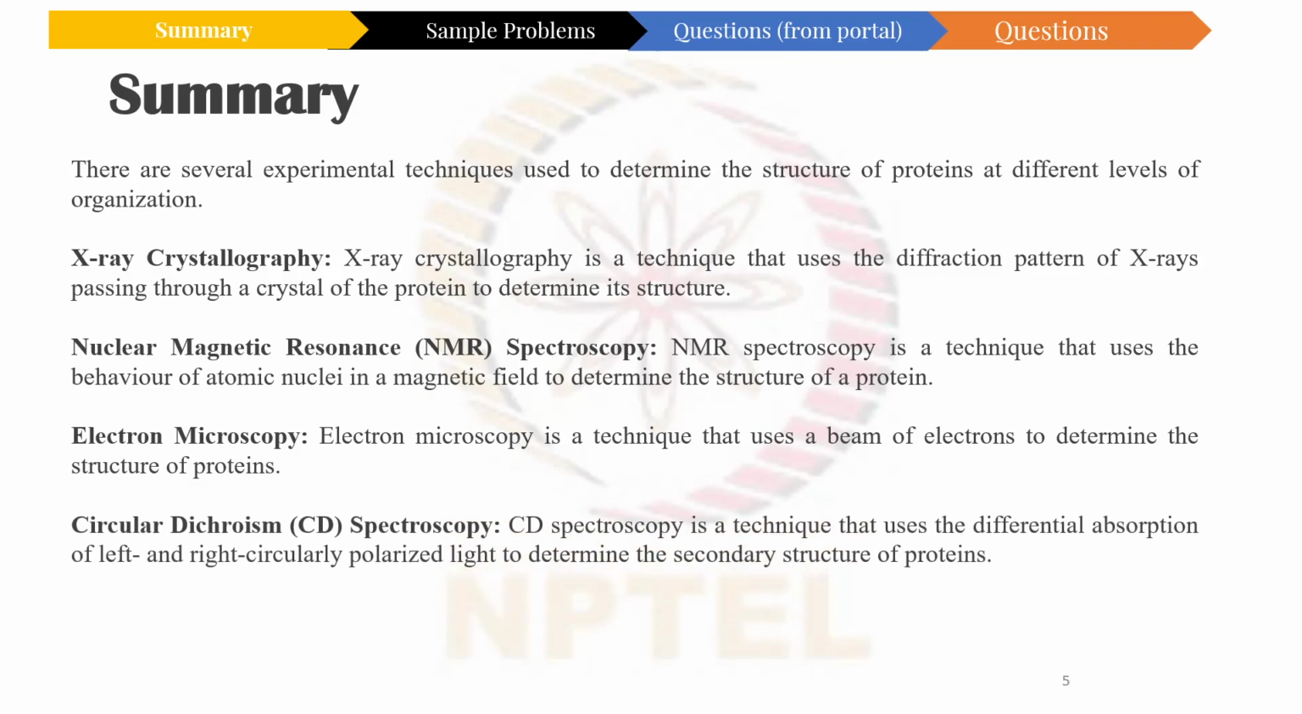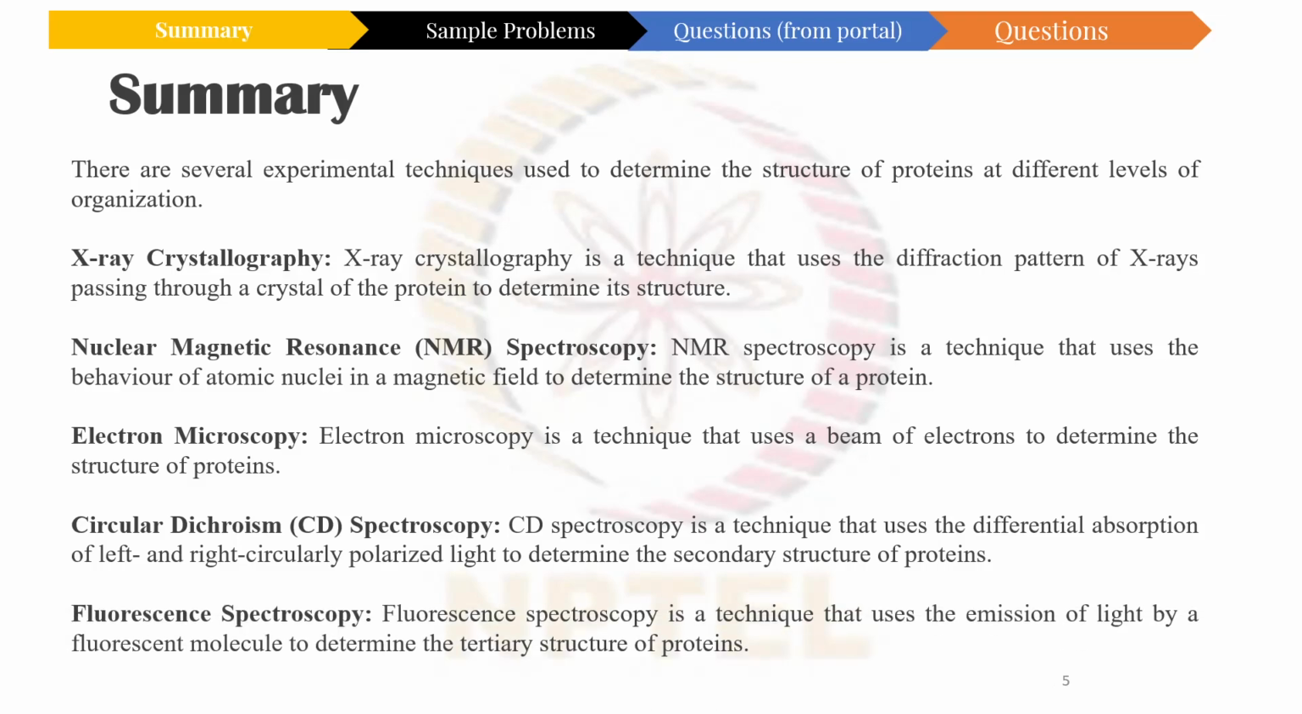Next is CD spectroscopy, or circular dichroism spectroscopy, which uses the differential absorption of left and right circularly polarized light to determine the secondary structure of the protein. Here, the difference in absorption of the two types of polarized light is used to determine the secondary structure of the protein.